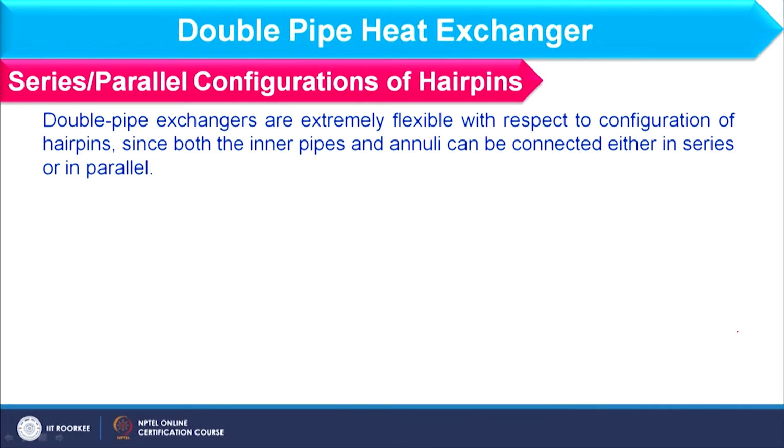And now we will discuss the configurations of hairpins, and these configurations are basically series configuration and parallel configuration. So double pipe exchangers are extremely flexible with respect to the configuration of hairpins, since both inner pipes and annuli can be connected either in series or in parallel. So how can we connect them? First of all, we will see series and then we will go for the parallel configuration.